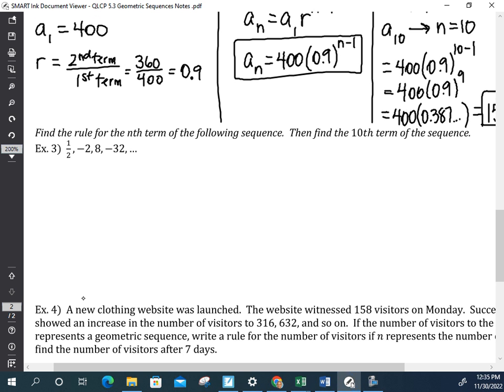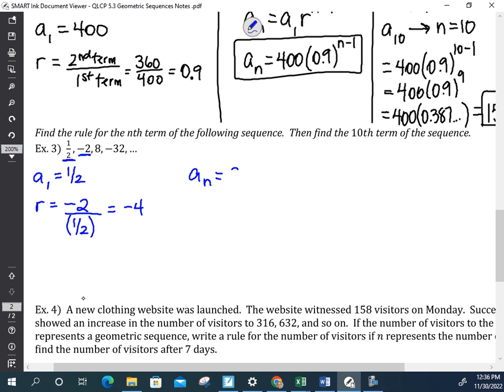So example 3. Same type of problem. So now we should be able to go through this one pretty quickly. A1 is your first term, 1/2. R value is your second number divided by your first number. -2 divided by 1/2, which gives you -4. So remember, if you're putting it in the calculator, put the fraction in parentheses or simply change it to 0.5. One or the other. So there's your A1, there's your R.